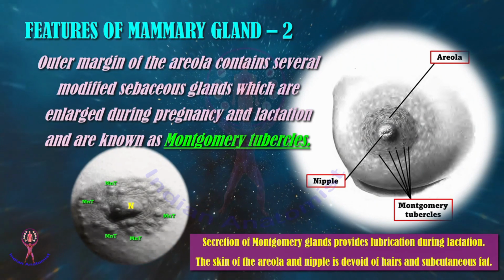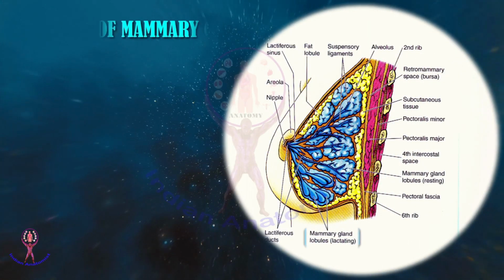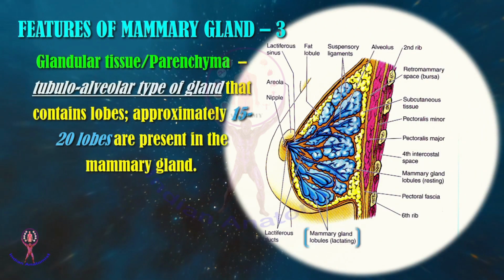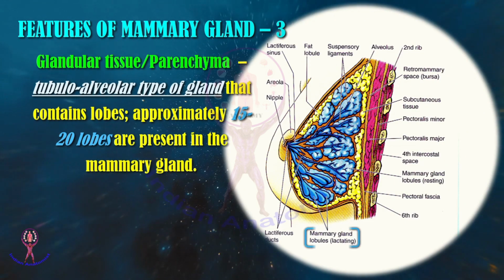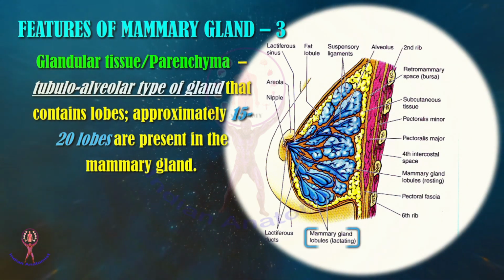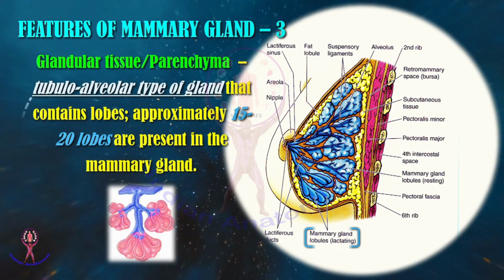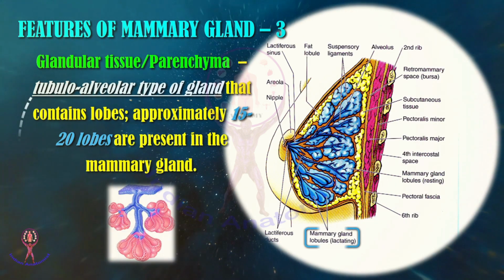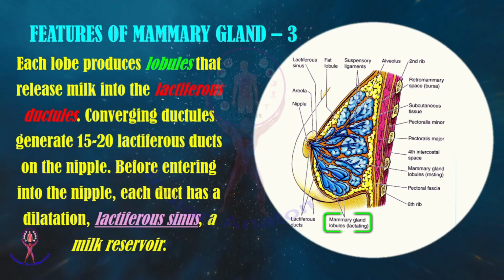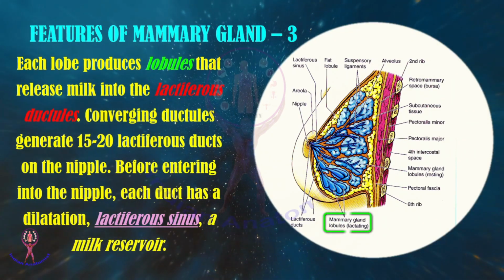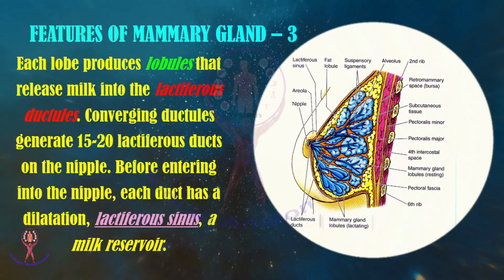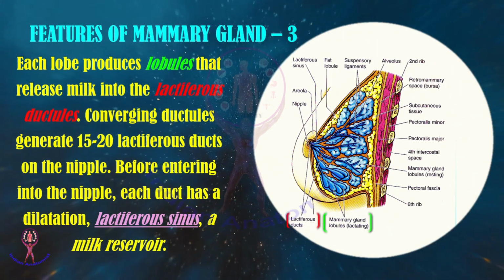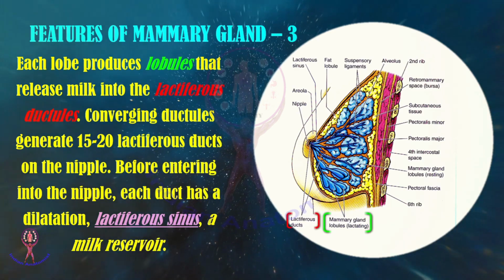Now the third feature is the parenchyma, representing the secretory portion of the gland including the ducts. The mammary gland belongs to the tubuloalveolar or acinar type of the parenchyma. Approximately the mammary gland contains 15 to 20 lobes. Each lobe is further divided into smaller units called lobules and releases the milk into the lactiferous ductules. All the ductules converge to form 15 to 20 lactiferous ducts that open onto the surface of the nipple.